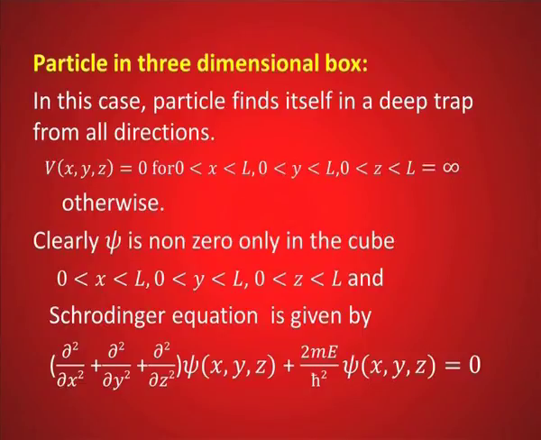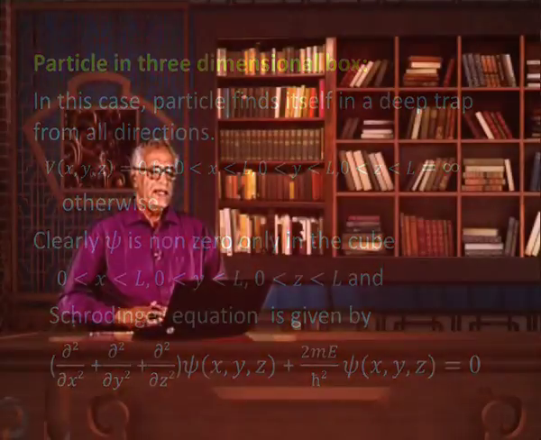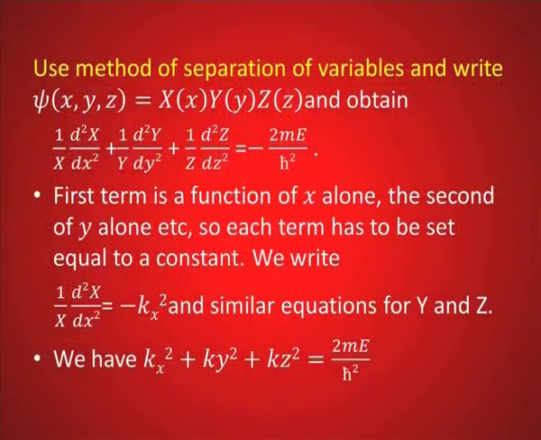Clearly, psi is non-zero only in the cube of this length, and the Schrodinger equation is now del 2 del x 2 plus del 2 del y 2 plus del 2 del z 2 on psi plus 2 m E by h bar square psi is equal to 0. This is the Schrodinger equation for the 3-dimensional box problem. Then we can use the method of separation of variables. We are saying that psi, which depends on x, y and z, is a product of 3 functions capital X, capital Y, capital Z, each depending on x, y and z only.